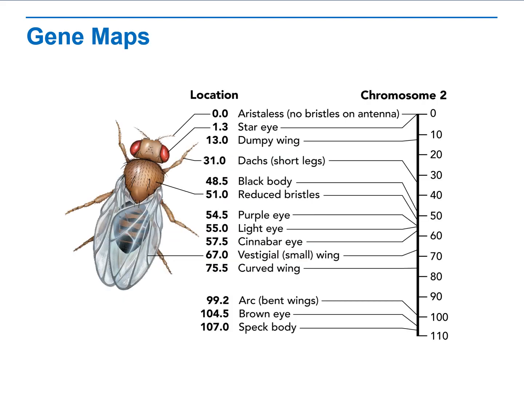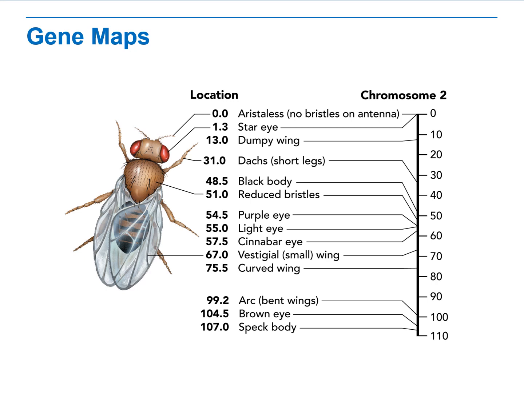One of Morgan's students, Alfred Sturtevant, wondered if the frequency of crossing over between genes during meiosis might be a clue to the genes' locations. Sturtevant reasoned that the farther apart two genes were on a chromosome, the more likely it would be that crossing over would occur between them. Crossovers are more common between genes that are farther apart. Genes that are close together are most likely to stay as part of the same chunk when crossing over occurs.